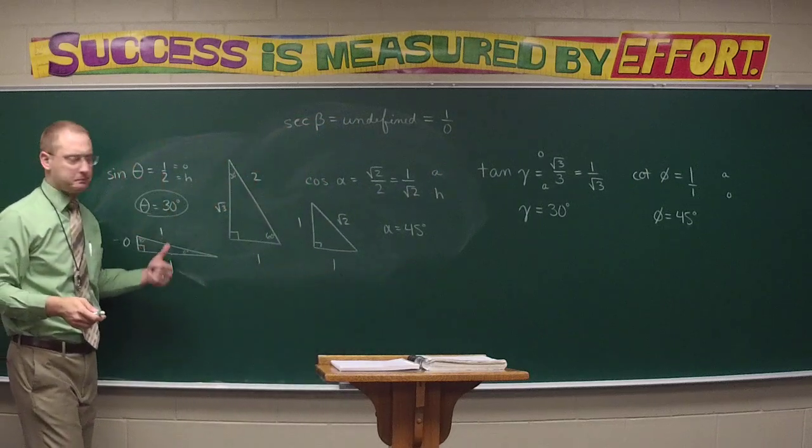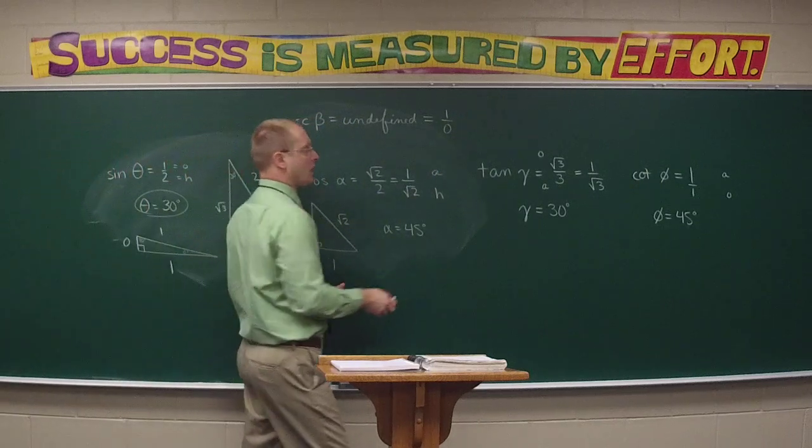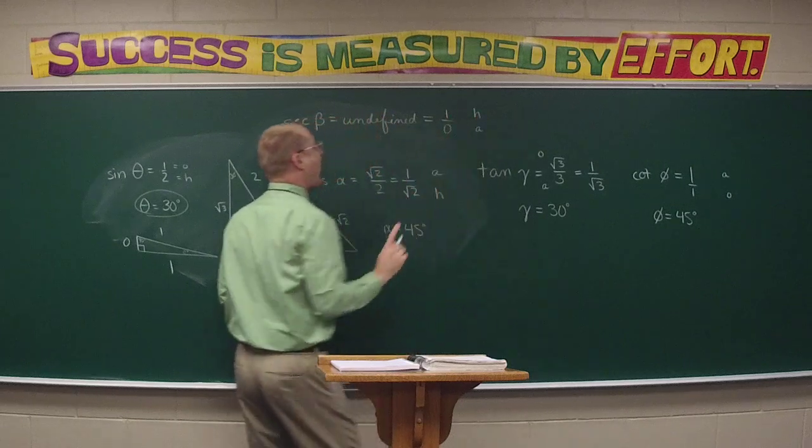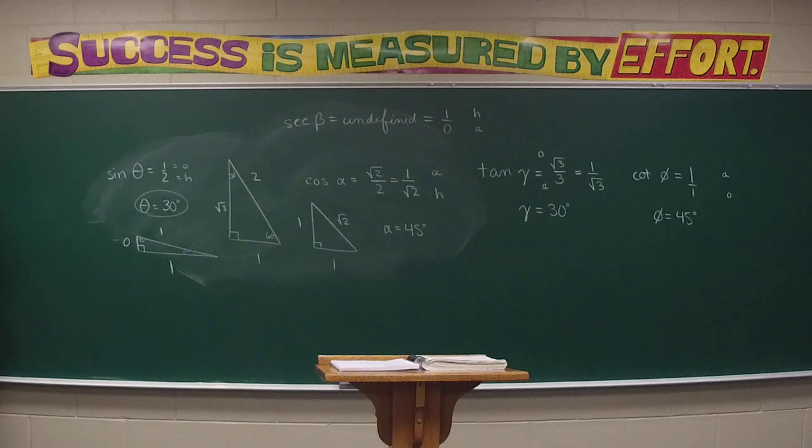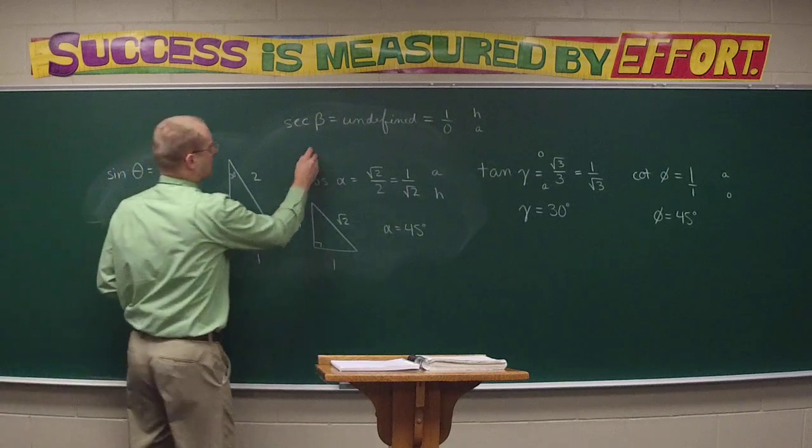And secant's what over what? Hypotenuse over adjacent. So obviously for both of these the hypotenuse is 1. But for which angle is the adjacent leg 0? 90 degrees. The 90 degrees has an adjacent leg of 0, so apparently beta is 90 degrees.